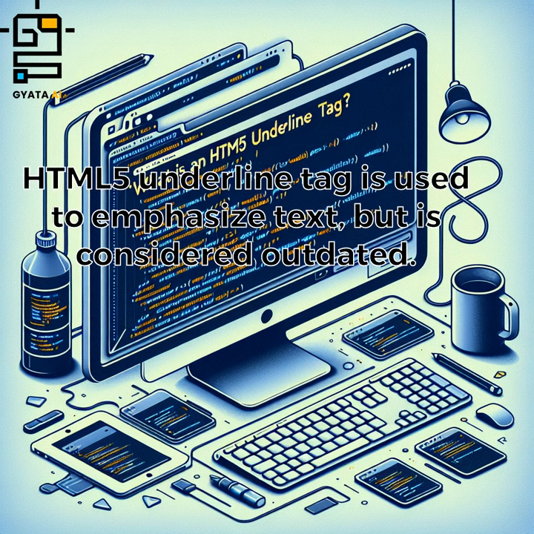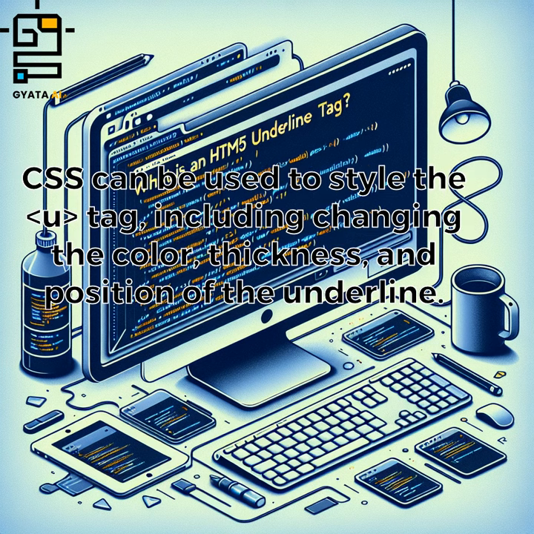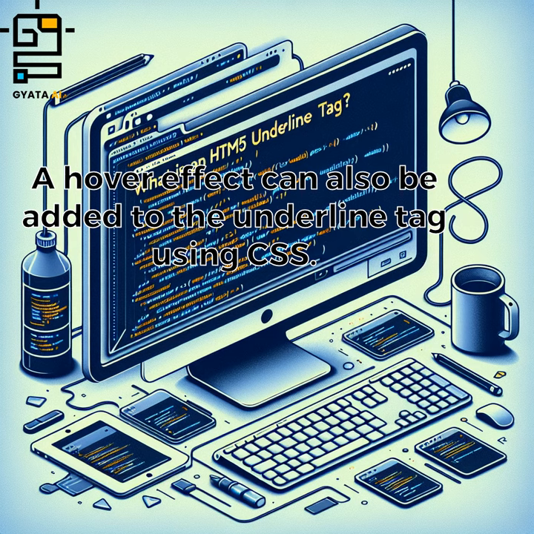Conclusion. The HTML5 underline tag is used to emphasize text, but is considered outdated. The span element should be used instead for the same purpose. CSS can be used to style the U tag, including changing the color, thickness, and position of the underline. A hover effect can also be added to the underline tag using CSS.